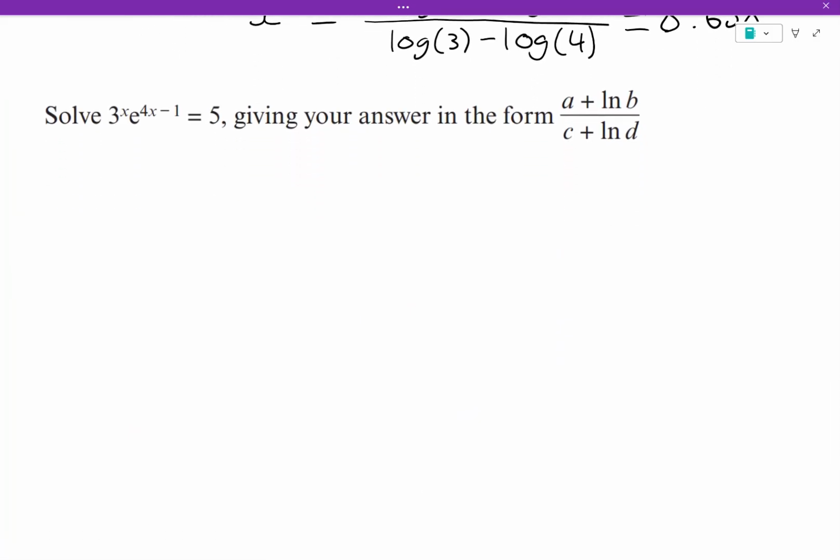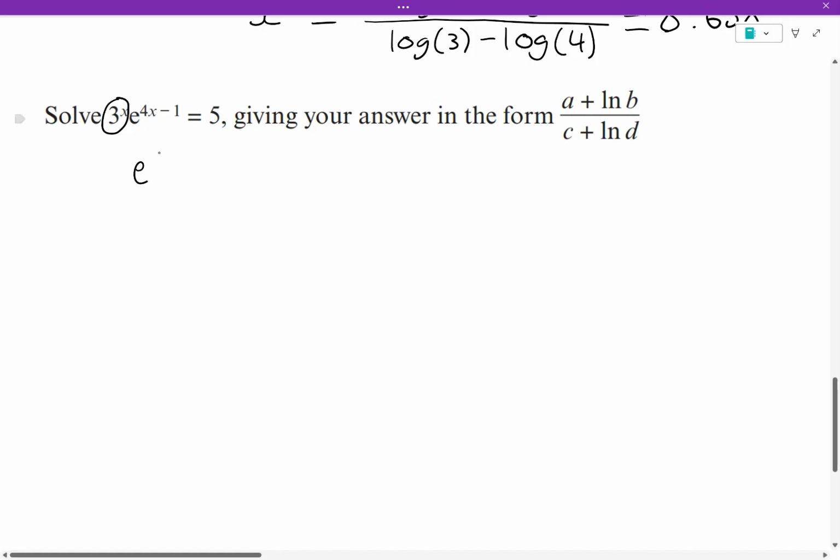Okay, so how is this one different to what we've encountered previously? Well, we've now got two exponential terms multiplying each other, and it's equal to a numerical value. Now, what you could potentially do, if you want to get it into a more familiar scenario compared to the previous question, is divide by 3 to the power of x on both sides.